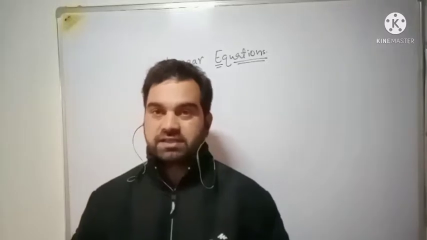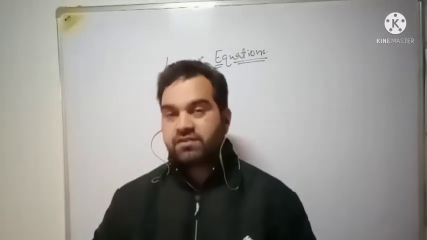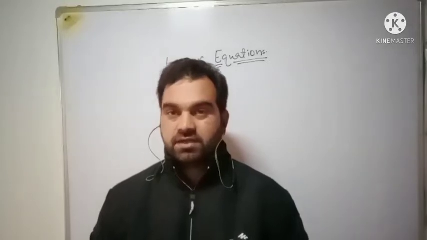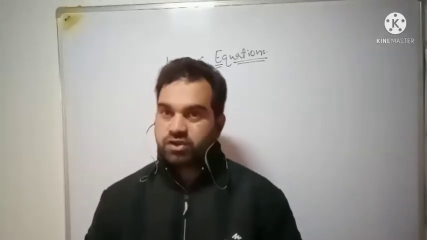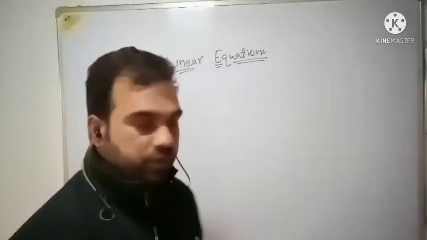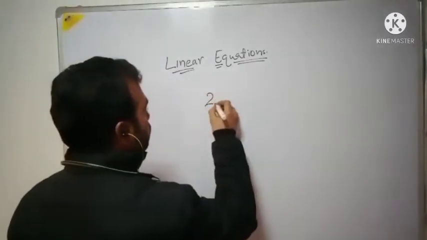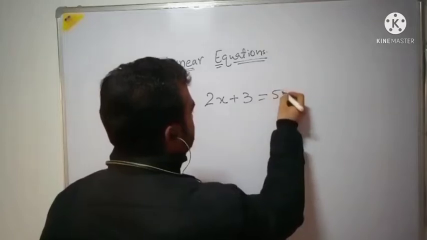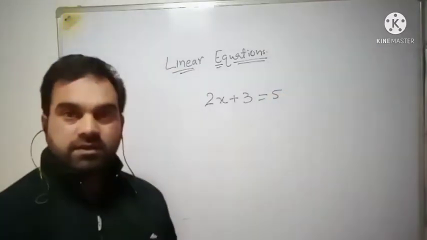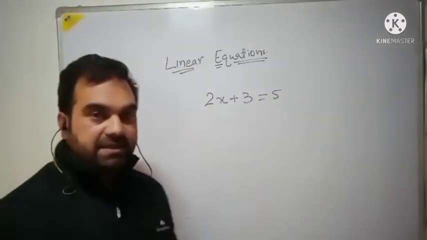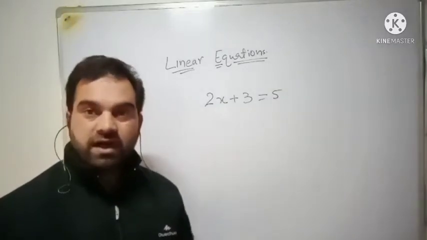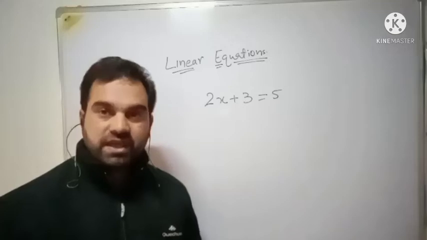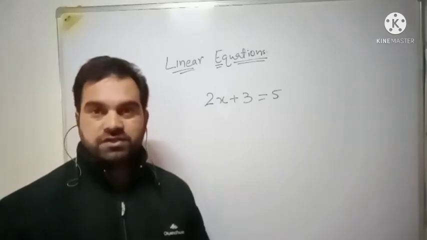First, we will define what a linear equation is. A linear equation is an equation of degree 1. Degree means the highest power of the variable. I will take an example: 2x + 3 = 5. Here, the variable is x and the power of the variable is 1, so the degree of the equation is 1, therefore it's a linear equation.